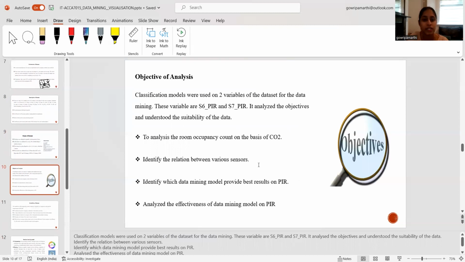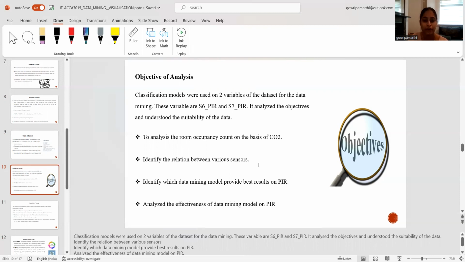Objectives. What are the objectives of this analysis? Classification models were used on 2 variables. Based on the classification, S6 PIR and S6 SCMR PIR can be divided to analyze the objectives and understand the stability of the data. What are those? To analyze the room occupancy count on the basis of CO2, and also to identify the relation between the various sensors. What is the relation between them?